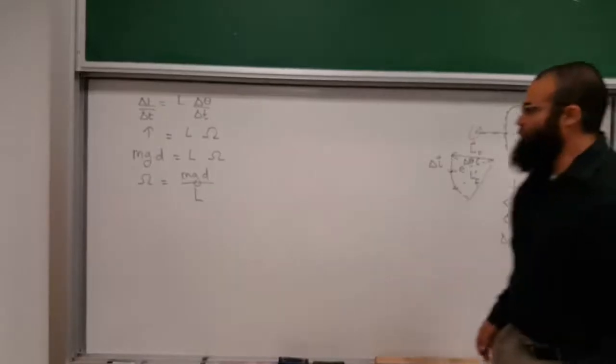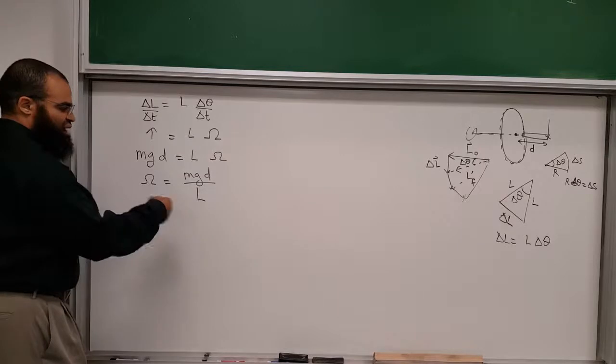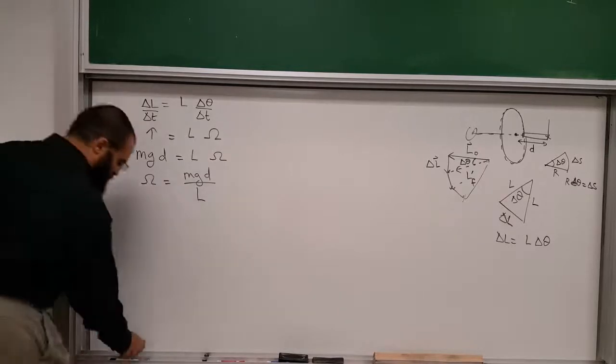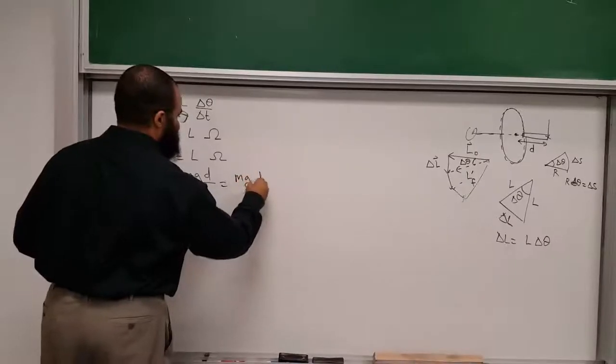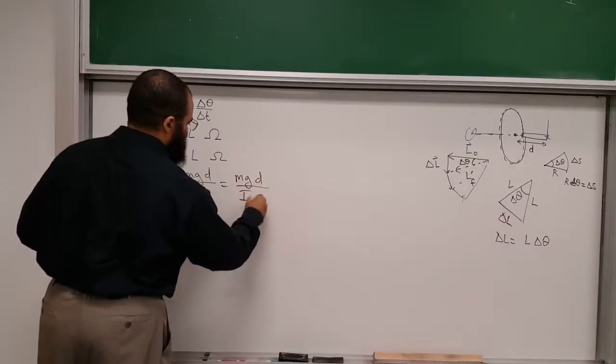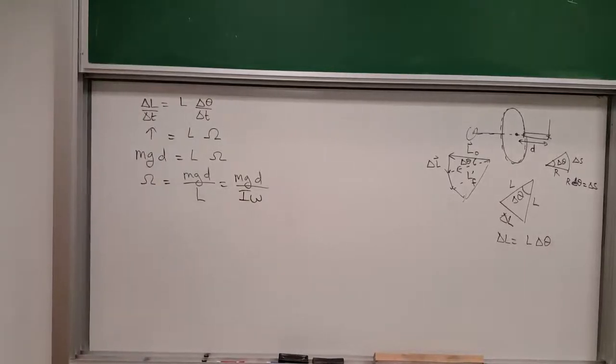And remember, the angular momentum of the wheel spinning will be the moment of inertia for the wheel times the angular velocity of the wheel about its own axis. So you can write this as the mass of the wheel times gravity times d divided by I, and then omega.